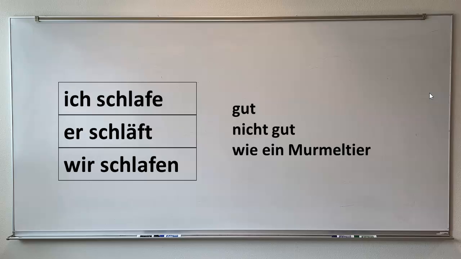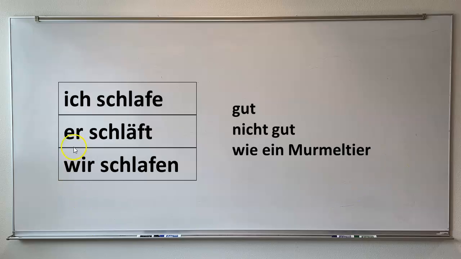If you want to say I sleep well in German, you would say ich schlafe gut. I don't sleep well, literally, I sleep not well: ich schlafe nicht gut. I sleep like a log: ich schlafe wie ein Murmeltier.